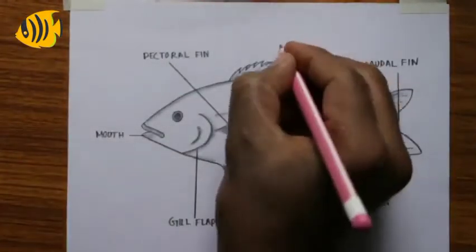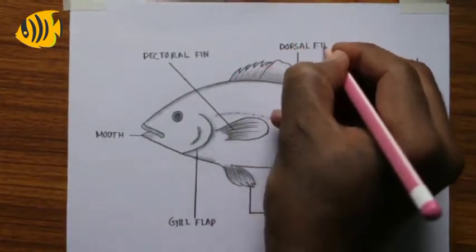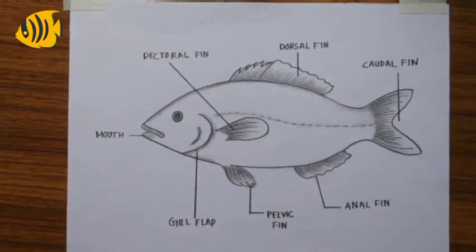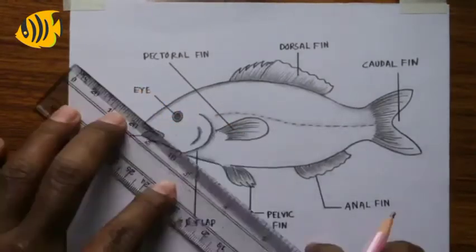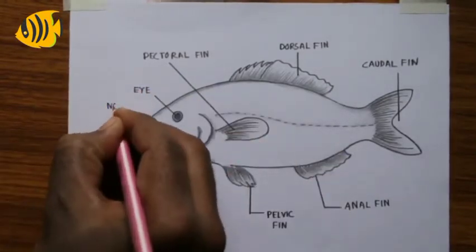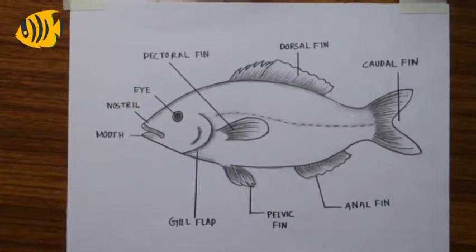The gill flap covers the operculum and it encloses the gill, while the dorsal fin is particularly used for balance and protection. The eyes are for seeing, and the nostrils are for bringing out water that is taken in through the operculum.